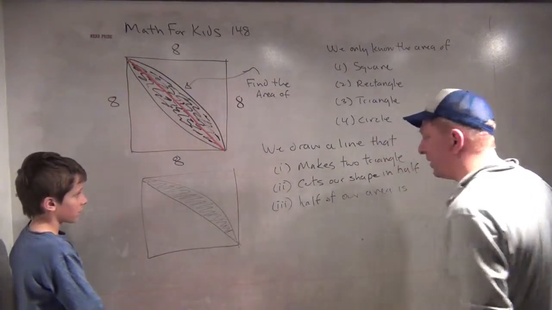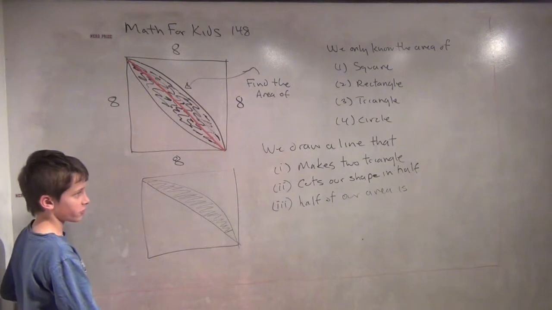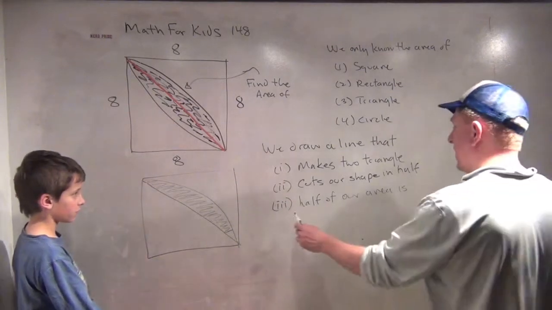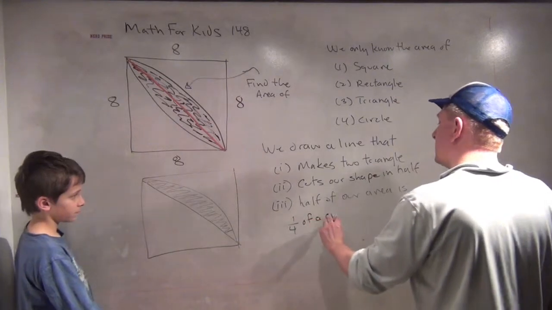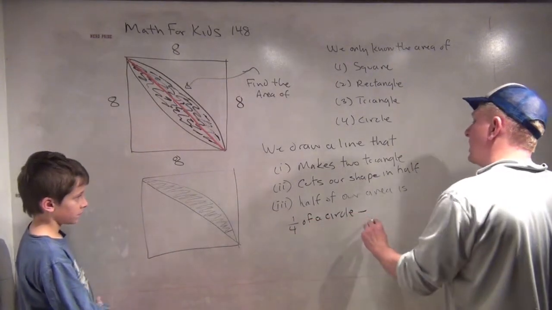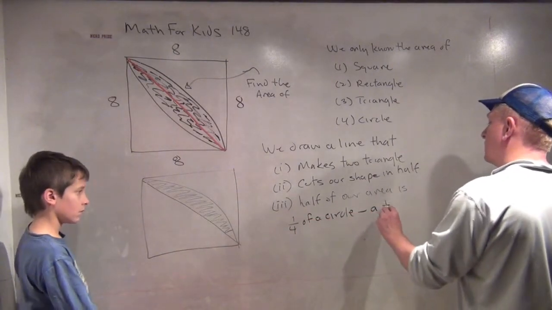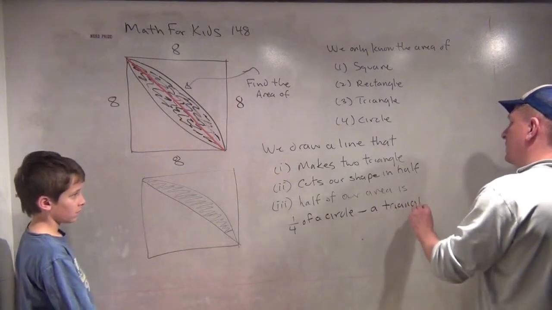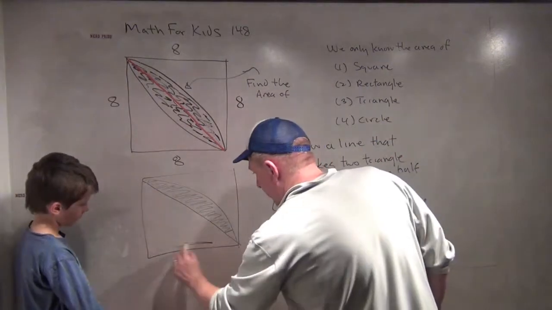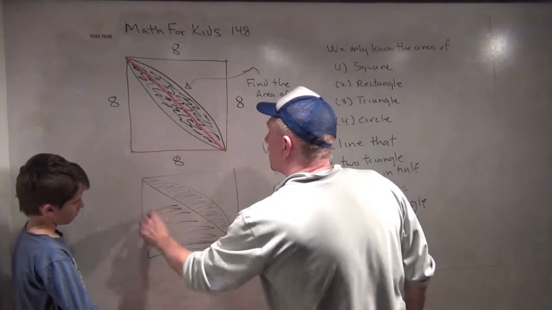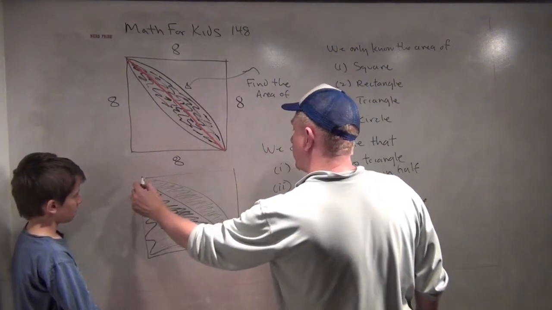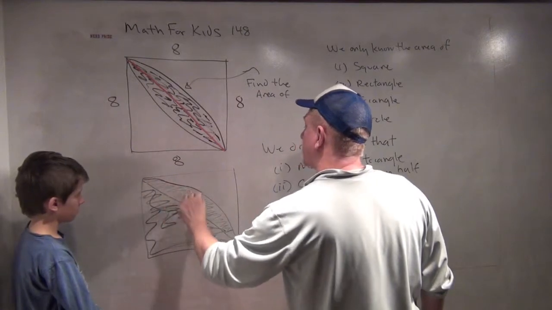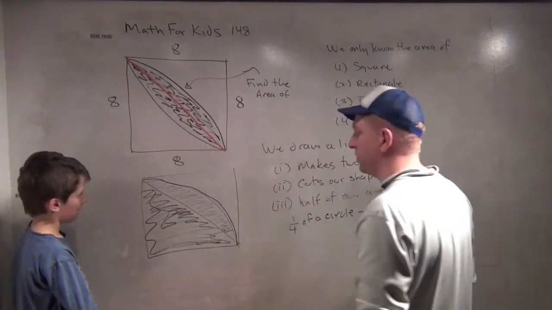So how do we figure out our area? We have to do the quarter circle minus the triangle. So half of our area is a quarter circle minus a triangle. A quarter of a circle is here. That's our shape. And how do we know that's a quarter of a circle when we draw this in like this?